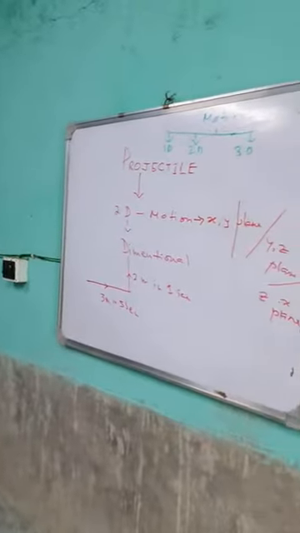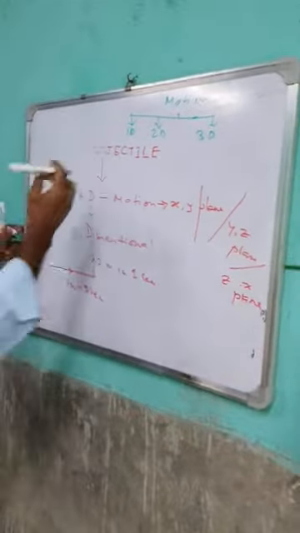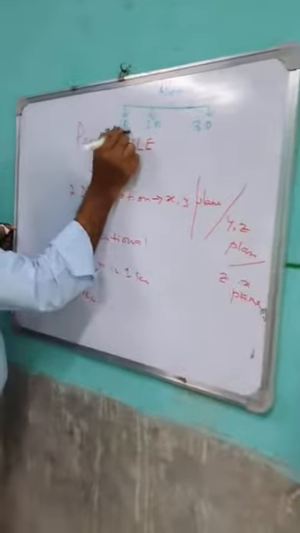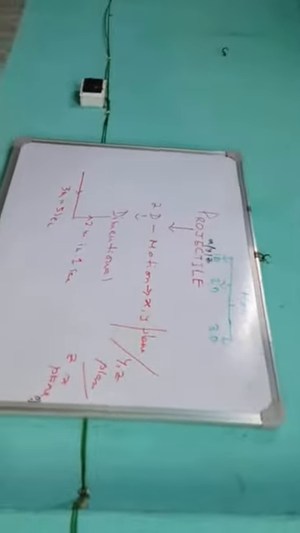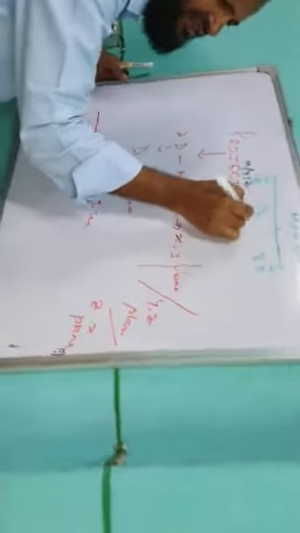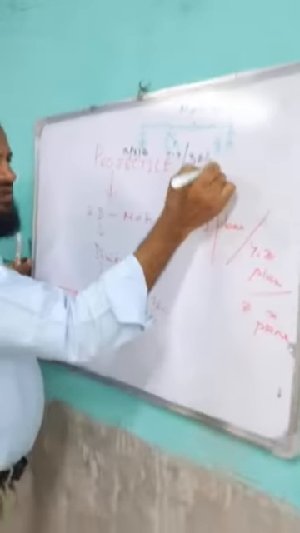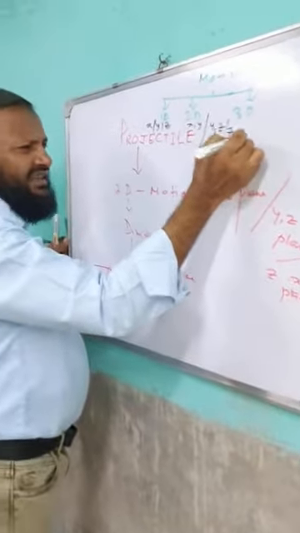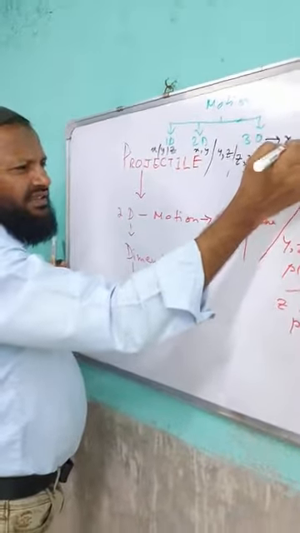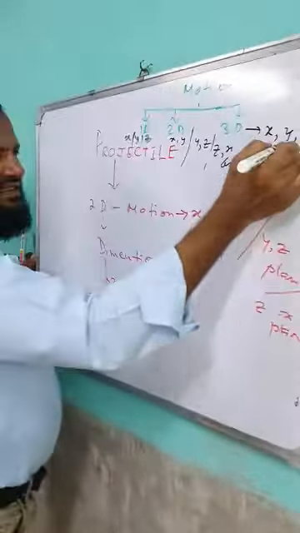1D motion along x, y, z axis, and this is x comma y, y comma z, and z comma x axis, and together what is this? x, y, z axis.